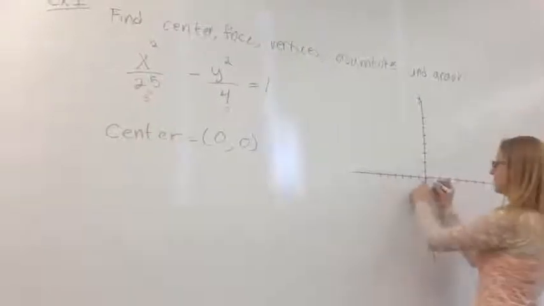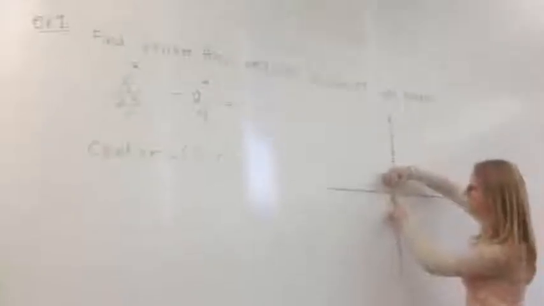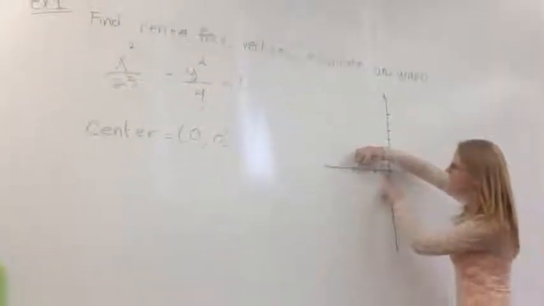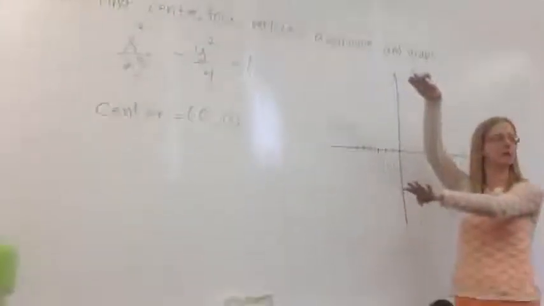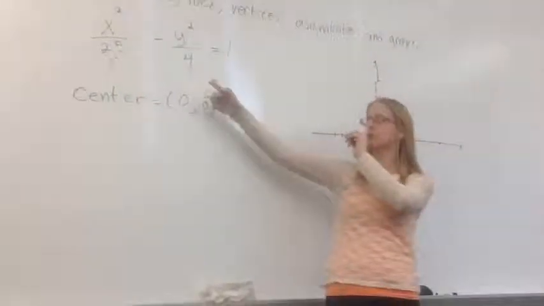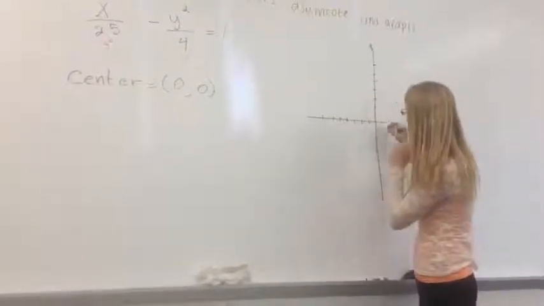You guys see that? So from my center, I'm going to go 5 units over. 1, 2, 3, 4, 5 in both x directions. I'm going to do those dots. You guys see that? How far am I going to go in my y direction? 2. Why is it 2? Because the 2 squared is underneath the y. So up 2 and down 2.